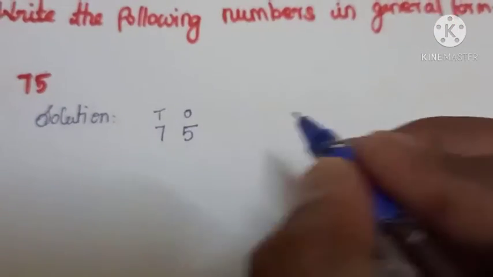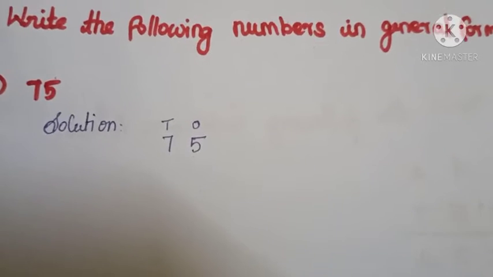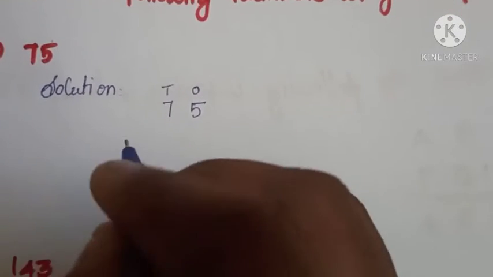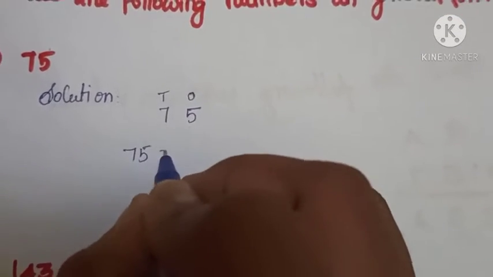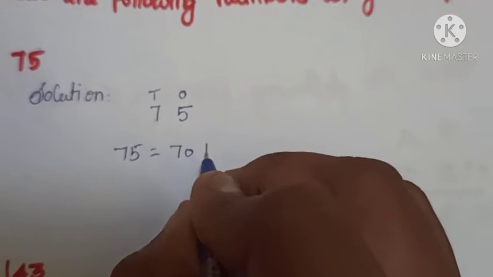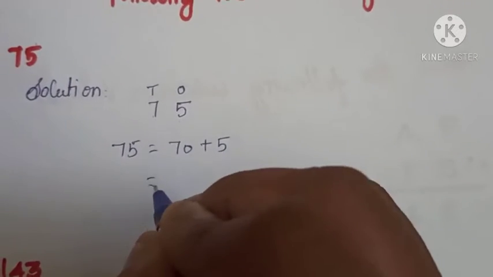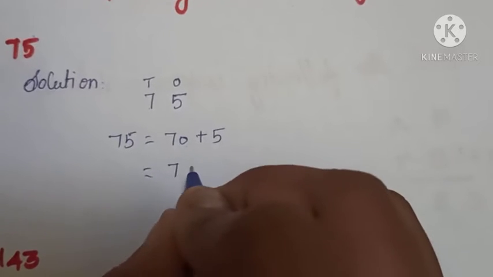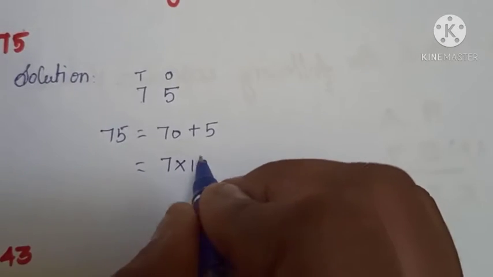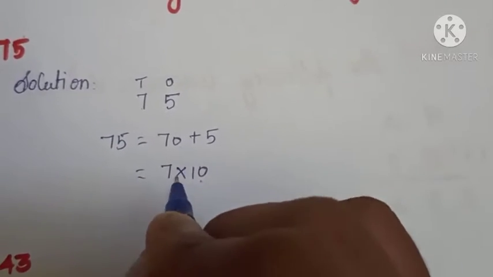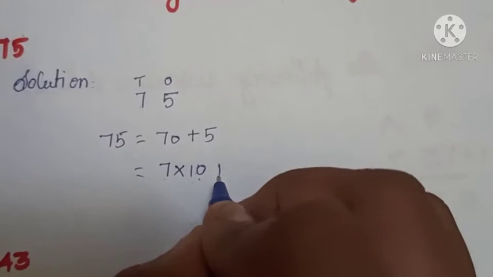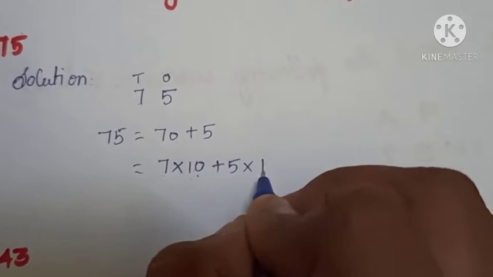Why did I tell you to mention the place value? It is very easy to write in the general form. So you can write this: 75 is equal to 7 tens, that means 70 plus 5. This can be written in the form 7 into 10, because 7 is multiplied with 10. So 7 is in the place of tens. How many tens are there? 7 tens are there, plus 5 ones are there.